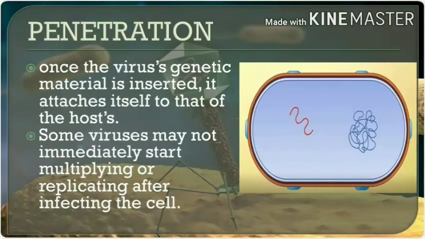The first stage of the lysogenic cycle is penetration. Once the viral genetic material is inserted, it attaches itself to that of the host. Some viruses may not immediately start multiplying or replicating after infecting the cell. In case it does not start replicating, the virus is said to be dormant. The viral genetic material is known as a prophage while it is in the dormant stage.